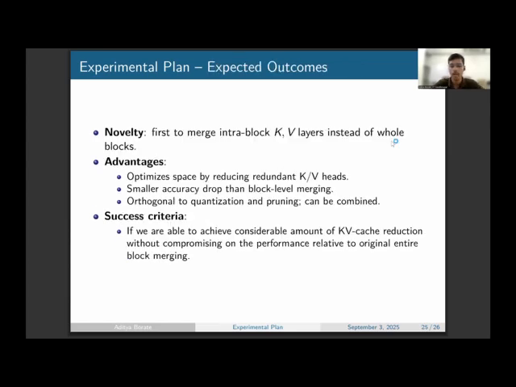So to conclude our plan, our expected outcomes are this. Our ultimate success criteria is simple: achieve a considerable KV cache size reduction while still having better performance retention than the original paper's block merging technique. Thank you.